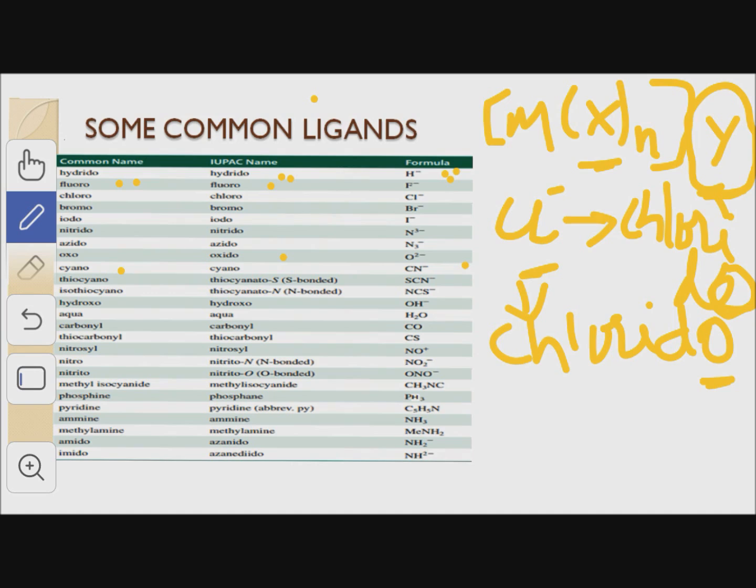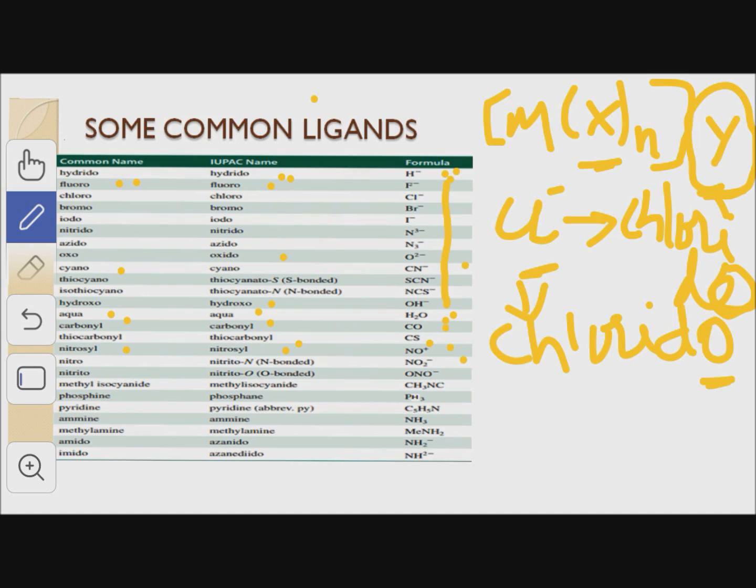SCN negative, thiocyanato or thiocyanato. OH negative, hydroxo. These are some negative ligands, and H2O is the neutral ligand, and its special IUPAC name is aqua, and the common name is also aqua. CO, carbonyl. CS, thiocarbonyl. Nitrosyl, NO positive, is a positive ligand. Here the common as well as IUPAC name is nitrosyl.